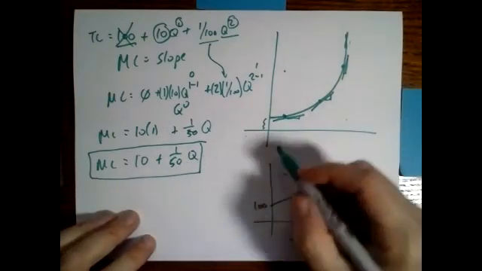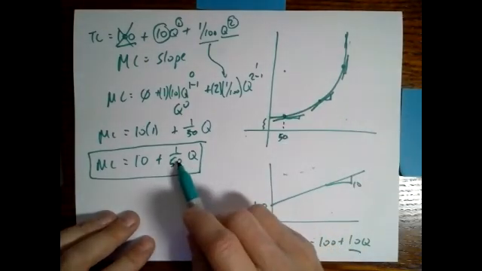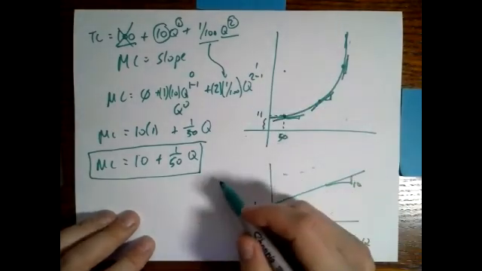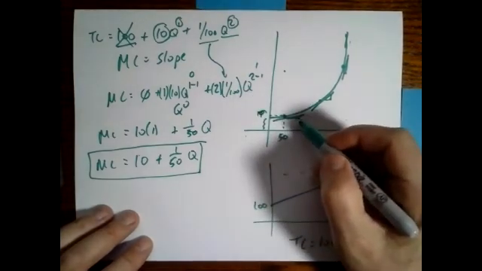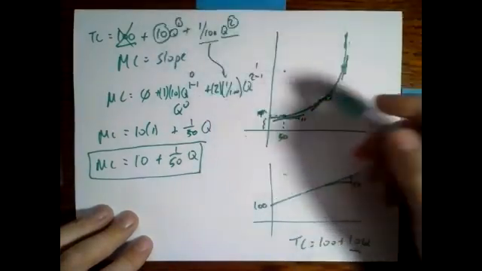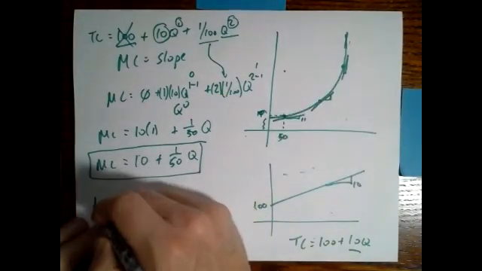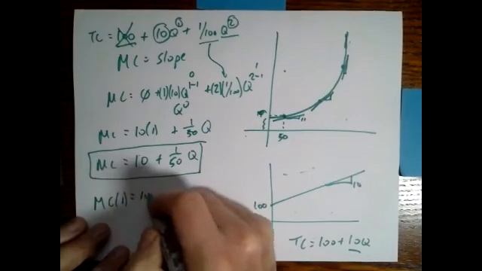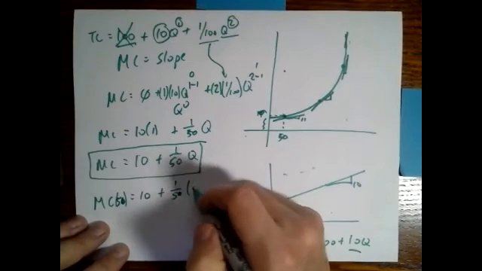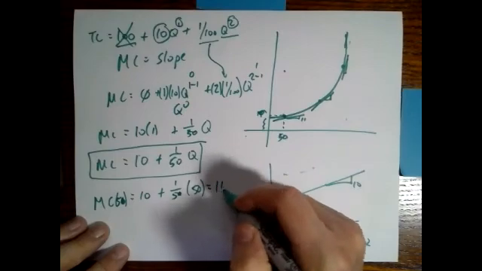So when q is, let's say, equal to 50, let's make that 50 just to make my life easy, right? I've got 1 over 50 times 50 is 1, and so I'd have 11. Sorry, the slope would be 11. And I'd have to plug in 50 up here to actually get the total. So MC of 50 equals 10 plus 1 over 50 times 50, which is 1, so we get a slope of 11.